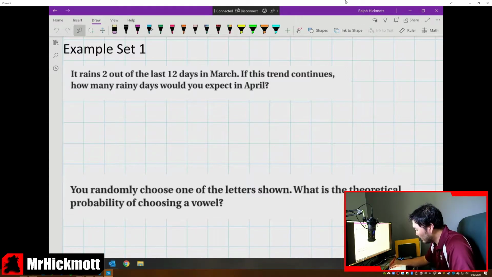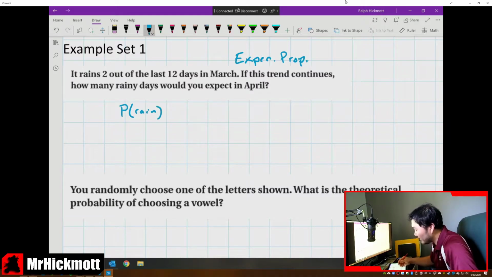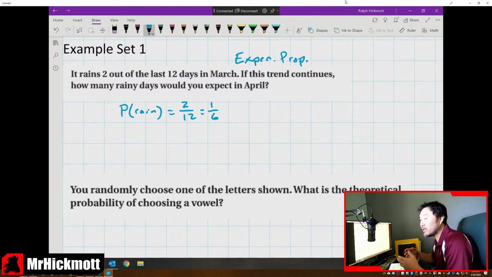This is definitely a situation where we're talking about experimental probability, because we calculated that it rained 2 out of the last 12 days. So if the trend continues, and this may not come true, but if the experiment continues, how much would you expect in April? Well, the probability of rain, now I'm using that notation again, P, which is probability, is equal to 2 out of 12, which is 1/6. Reduce it properly. So that means it's a 1 out of 6 probability that it's going to rain.